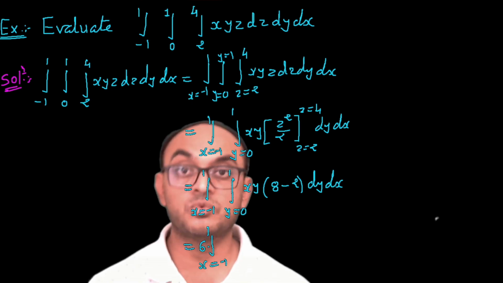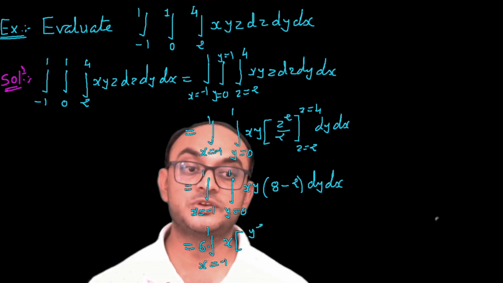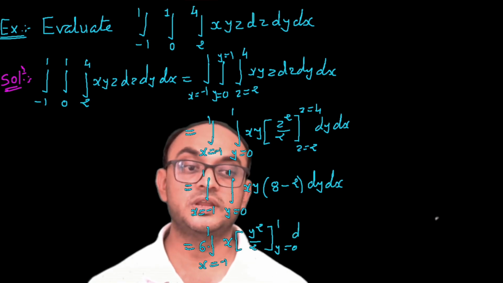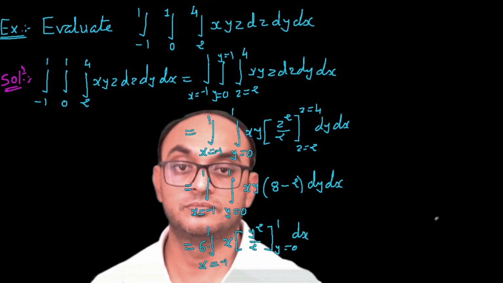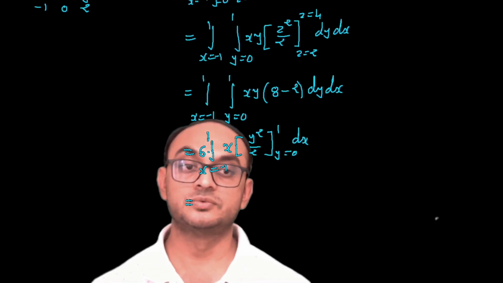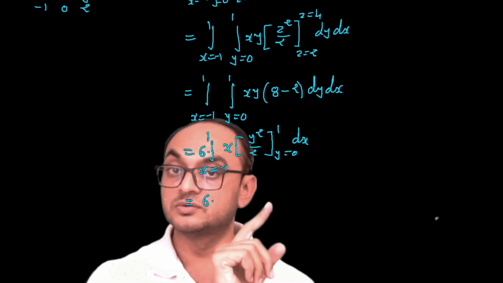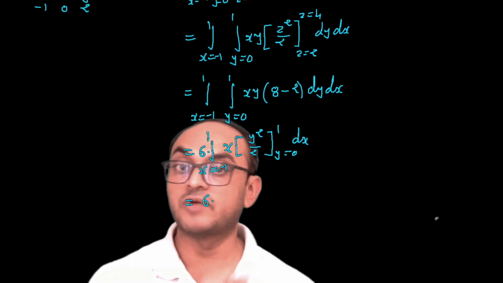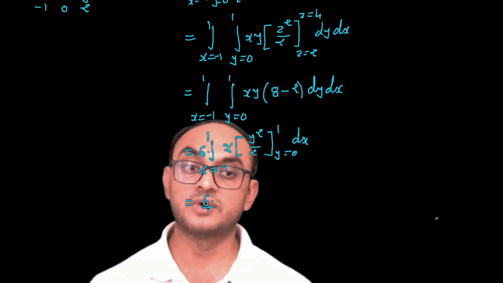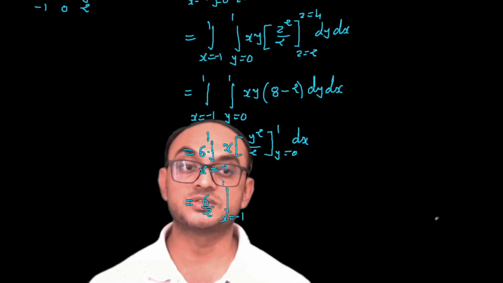x is constant. What is the integration of y? y square by 2. So this is x y square by 2 with the limit y is equal to 0 to 1, dx. And so this is equal to 6 into, when I substitute the values of y, the upper limit is 1, so 1 square is 1 by 2. And when y is equal to 0, everything is 0. So 1 by 2, I take it outside. Clear? Then integration x is equal to minus 1 to 1 of x dx.